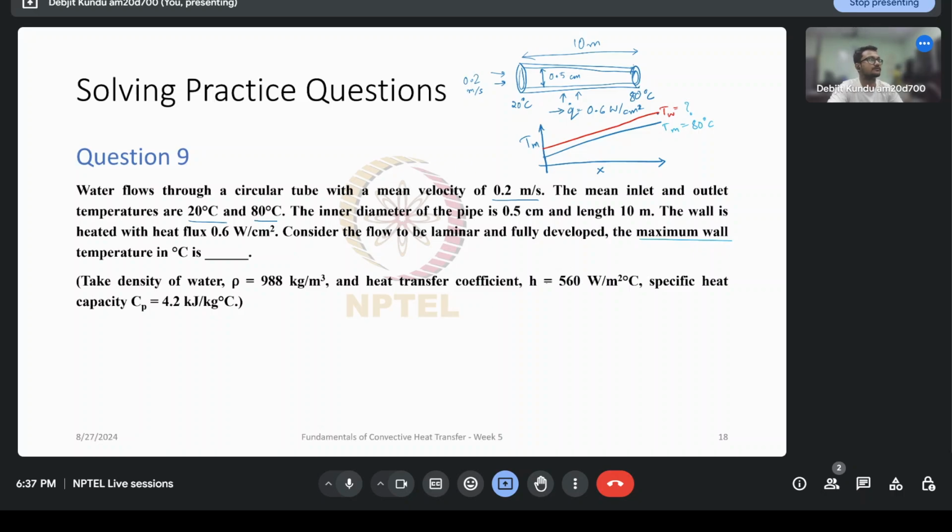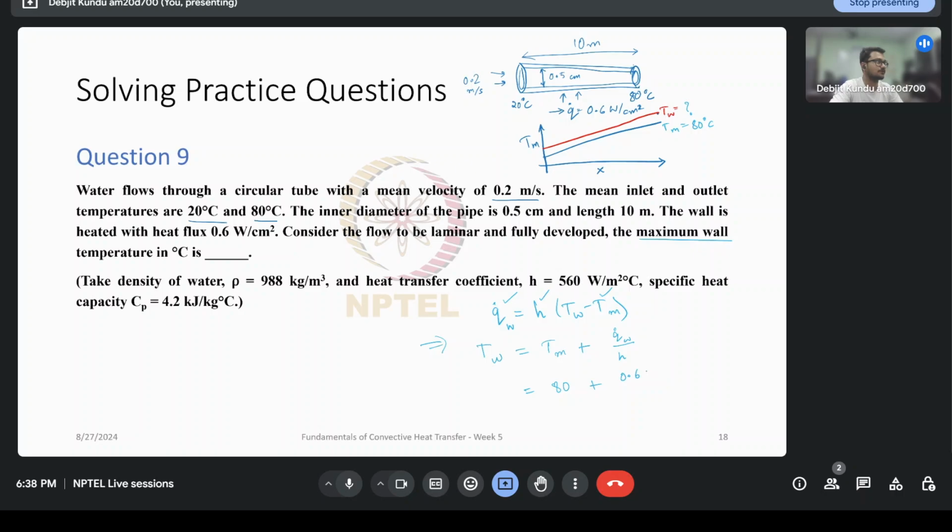So basically, we can use Newton's law of heating, which is not Newton's law, just the convective heat transfer formula. It is q equals H into T wall minus T mean. Just this. Mind you, Q is given and H is also given. T mean is also given. We just need to find the wall temperature T W. So this will simply become T m plus q wall over H. T m we know is 80 degrees Celsius and q wall is 0.6 watt per centimeter squared.